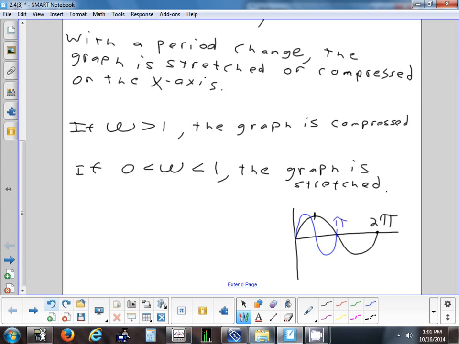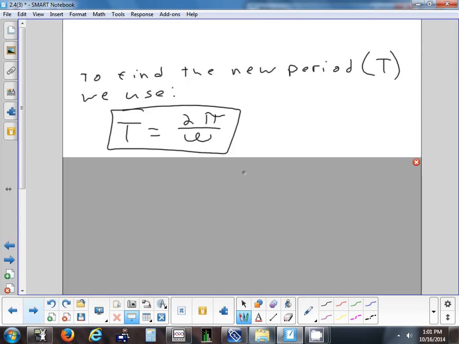So what we want to be able to figure out is what is the new period of the function. We have a formula that helps us figure that out, and it's T equals 2 pi divided by omega. T stands for the period. To find the new period of a graph, take 2 pi and divide by omega. Omega is the number in front of x.